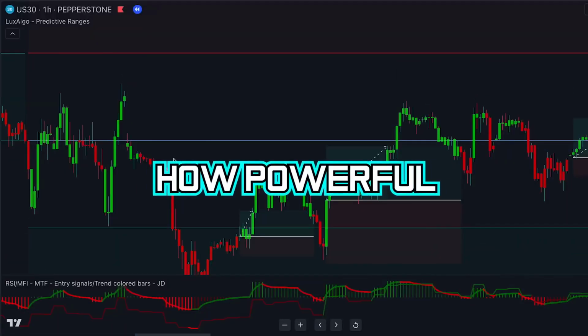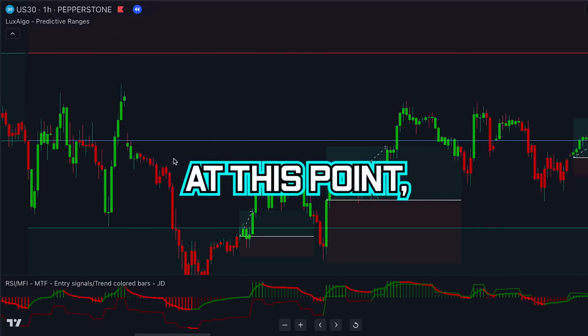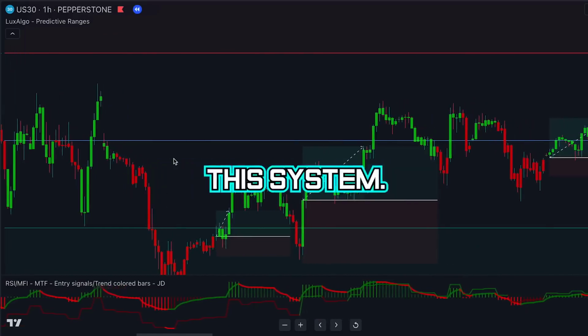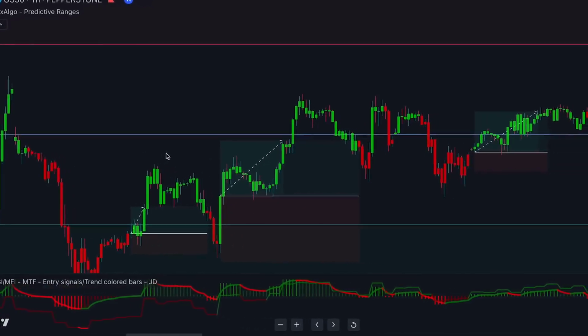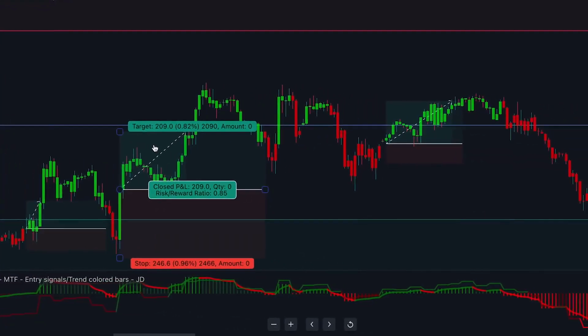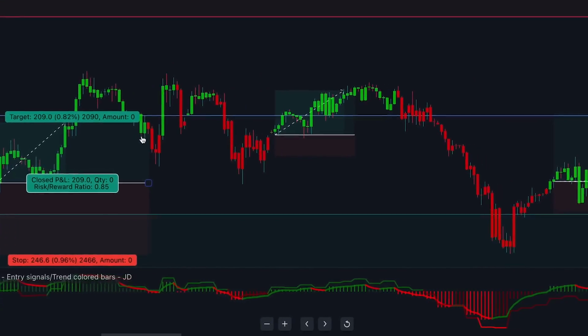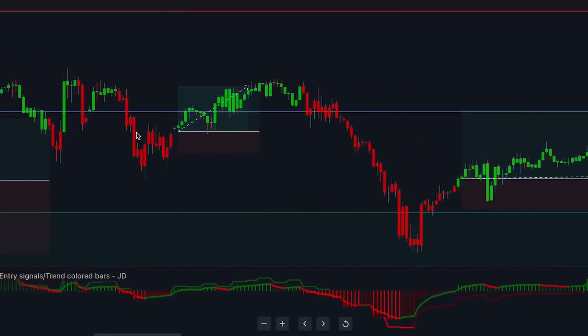Here we can see how powerful this strategy is. At this point, we would have had 4 wins in a row following this system. If at any point you take an entry and price trend changes based on the RSI histo, you should close the trade and wait for another opportunity.